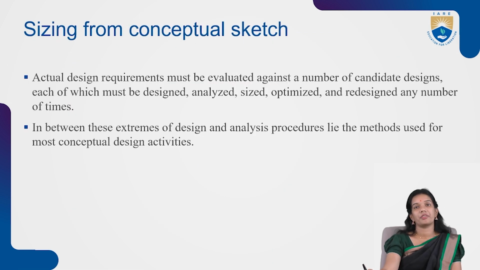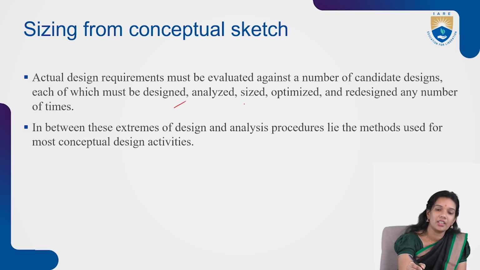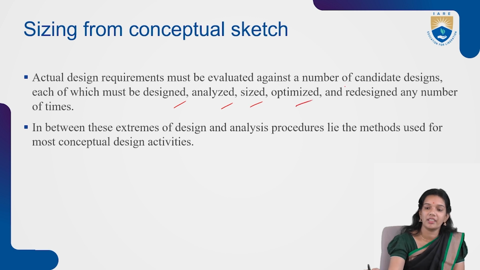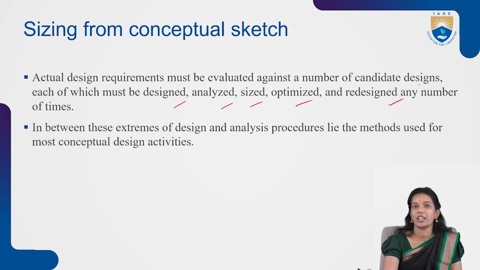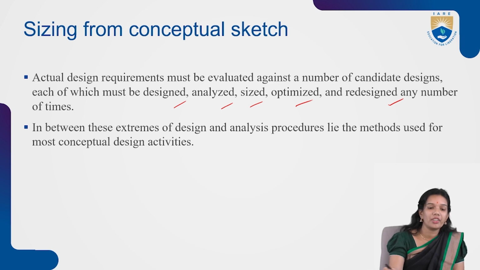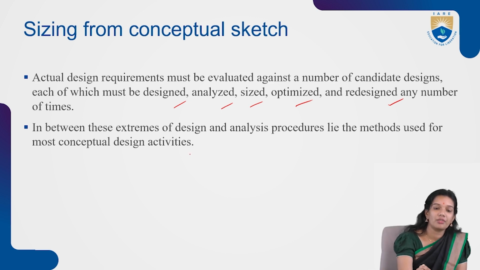When we understand what are the different phases of an aircraft, and mostly the conceptual phase of it, then we have to go and do the estimates of an aircraft, right? So for the estimates of an aircraft, these actual design requirements must be evaluated against many candidate designs, right? Each of them has to go through a design, analyze it, then size it, then get optimized and redesigned if it is required. How many times you want it, right? So until you get what you want, till that particular time I'm going to redesign or iterate it, right? So in between these extreme design analysis procedures lie the methods that are used for most conceptual design activities, right?